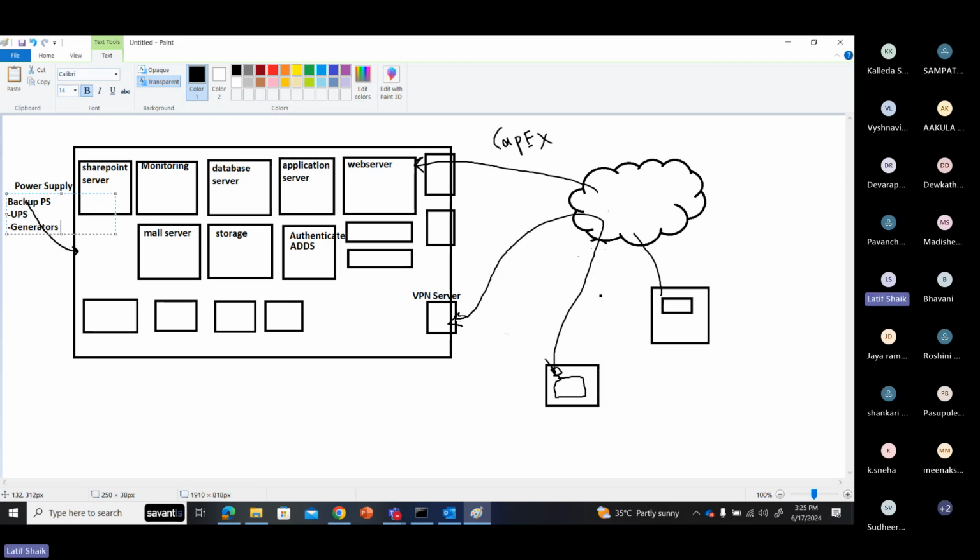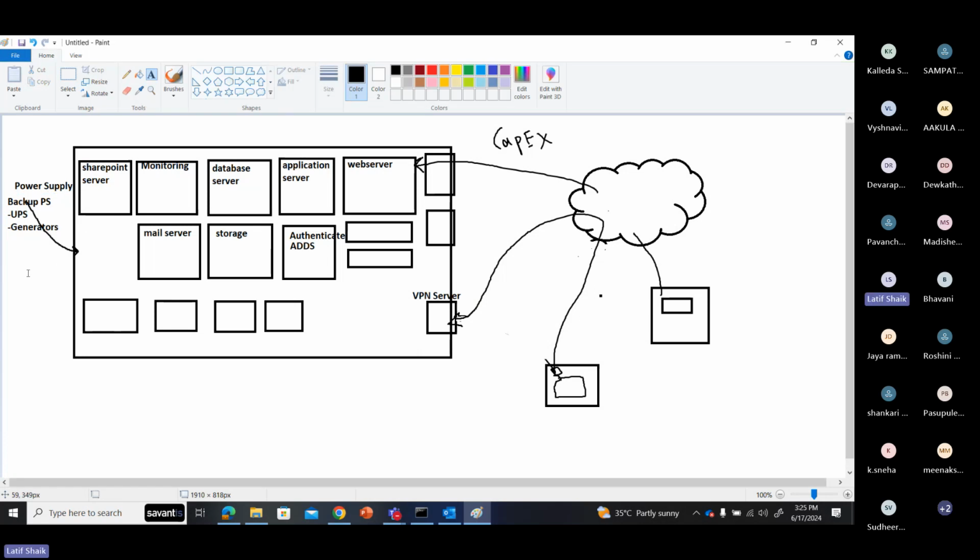For the power supply generators, we need diesel storage, right? And not only one power line, you have to take at least 3 or 4 power lines from different areas. If one area's power is cut, another area will give you power supply. If all areas are down, you have a UPS. The UPS may not work for a longer time, then you need generators. So you have to give all these things.